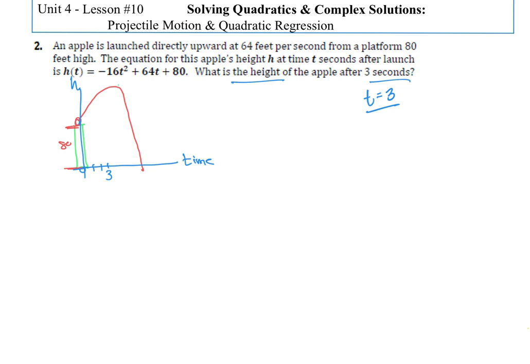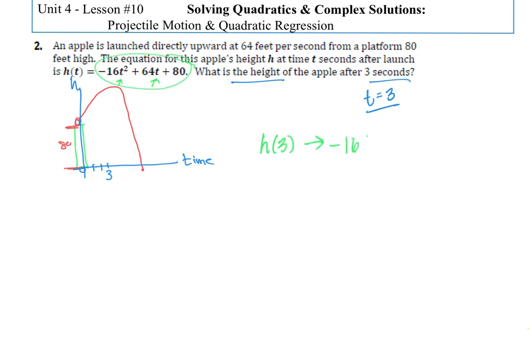If time is 3, we have t's in the equation, okay, right? There's 2 t's. If we plug in 3 for t, and then solve this equation, we will have the height at that given point. And that will be it. So what we're finding here, okay, is h of 3. What is that? And we're using this equation here.